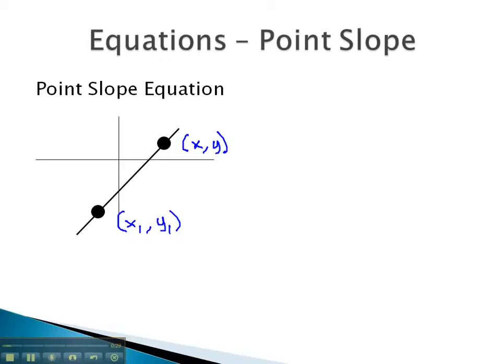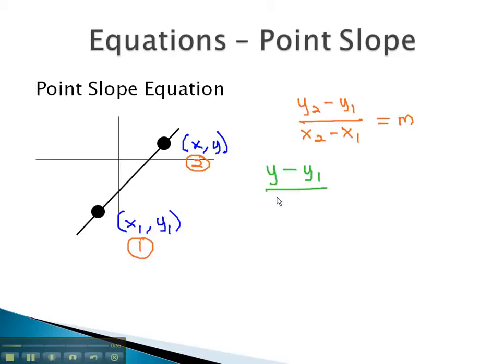We remember that the slope formula is y2 minus y1 over x2 minus x1 is equal to the slope. Since x1 and y1 already have a subscript of 1, let's call that our first point, and the generic x, y, let's call that our second point. Plugging into the formula, we then have y2, which is just y, minus y1 over x2, which is just x, minus x1 equals the slope.